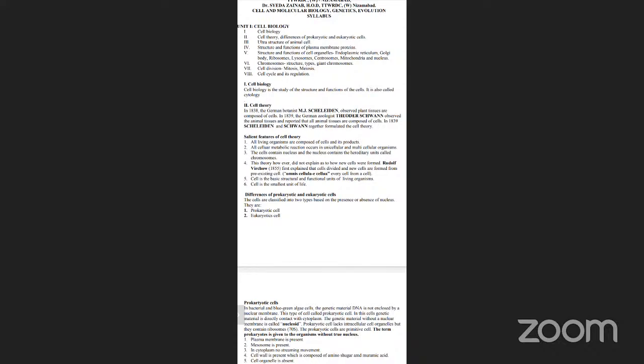But these are universally all equal. Universally, all cells, fundamentally or structurally, have the fundamental duty of the cell equal in all, either unicellular or multicellular organisms. And this is the second point. And the third point is that cells contain a nucleus, and the nucleus contains the hereditary units called chromosomes.